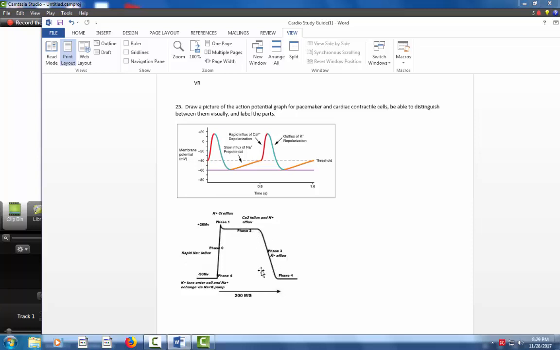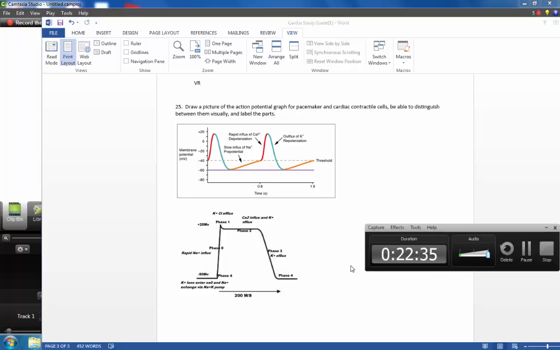All right, and then we have the other type, which is this guy, which is a pacemaker cell. So we have this drifting upward to threshold before we see the rapid spike. The drifting upward is caused by sodium. Once it reaches threshold, this rapid spike up is caused by calcium, and then the decline again, potassium. And then it drifts back up due to sodium. Okay, so just be able to identify those two action potentials. And I think that concludes the review.